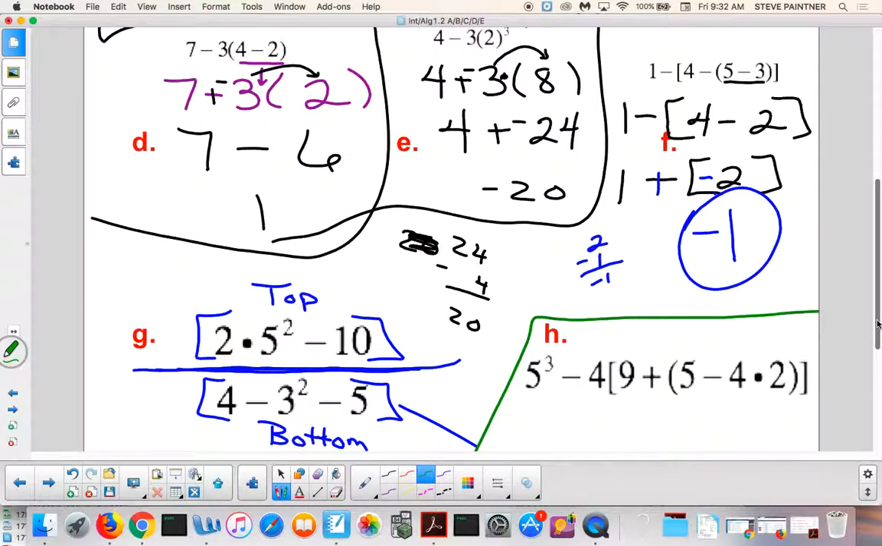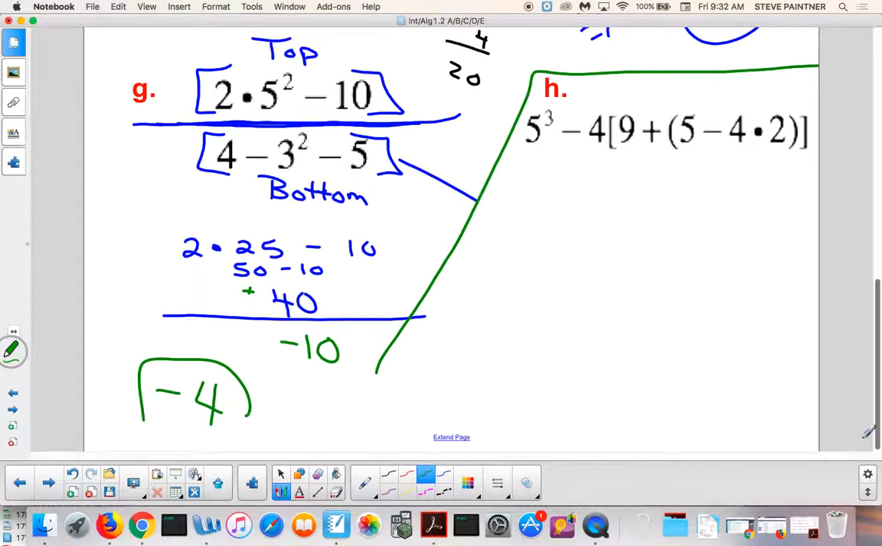Any guesses why people get this wrong? There's a lot going on, but it's called organization. Watch how you gotta be organized. Ready? Okay, do you see grouping? Here, here. Where's the innermost? Here, here. Now your concentration is where? Here. Not even up there. 5 cubed minus 4. Bracket 9 plus. See what I did? I just copied it down.